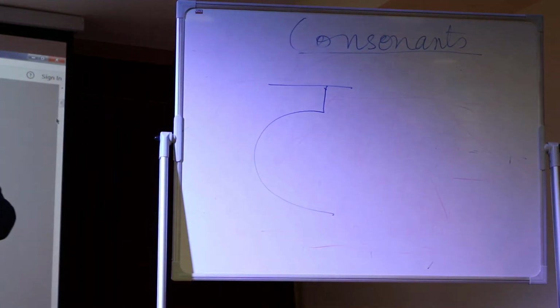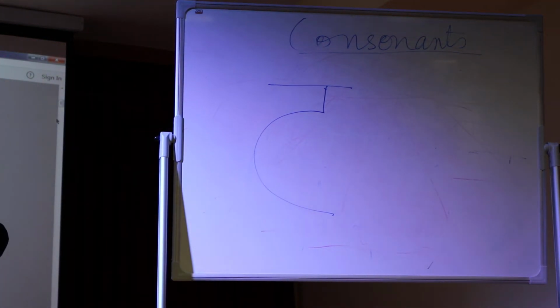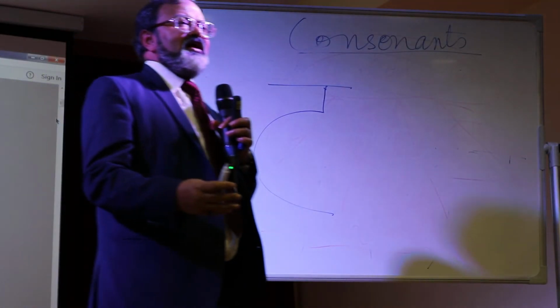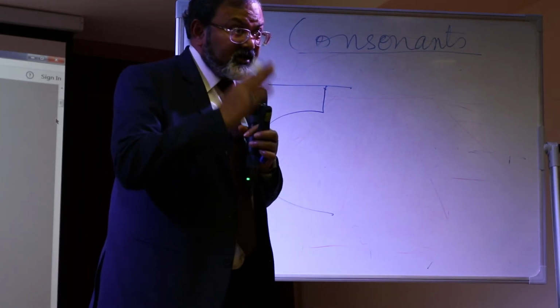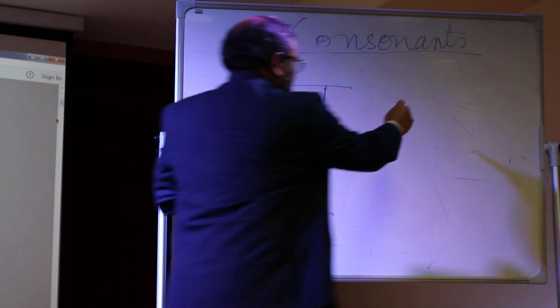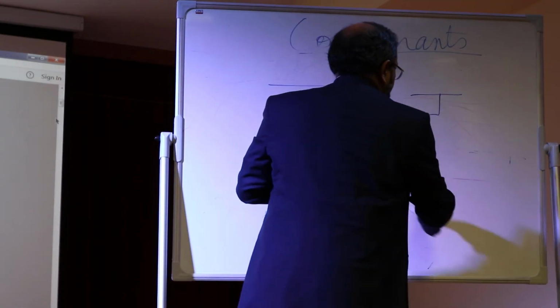Ta. T, the English T, ta. And the same sound aspirated is tha. And tha is written with a circle on the line.